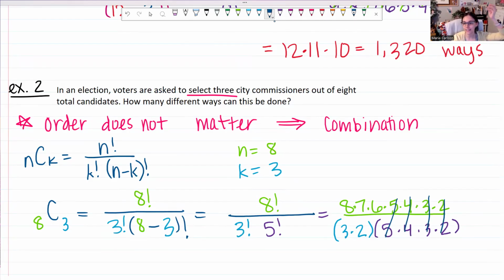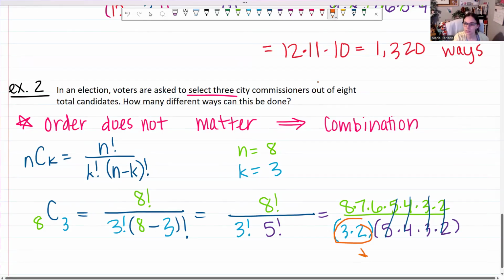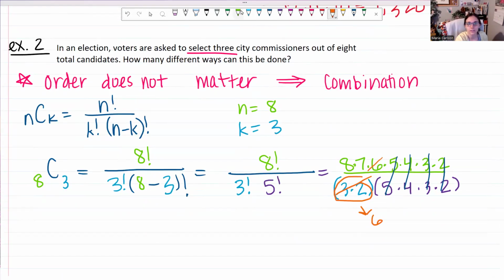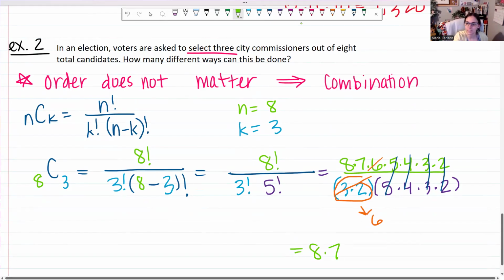So I'm really left with 8 times 7 times 6 divided by 3 times 2. And the lovely thing is 3 times 2 is 6. So this 3 times 2 will cancel with the 6 in the numerator, leaving us with 8 times 7. So if there are 8 total candidates and I'm just going to select 3 in any position, there are 8 times 7 or 56 total ways this can be done.